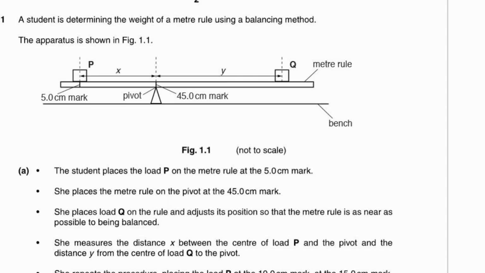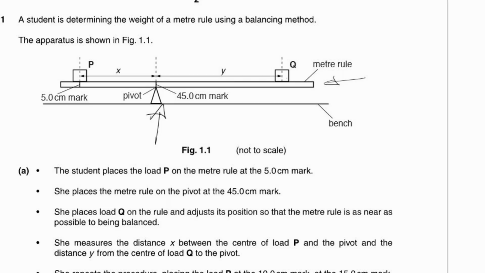Question number 1. A student is determining the weight of a meter rule using a balancing method. The apparatus is shown in figure 1.1. And here we go, let's run through what the student does. We can see it's an interesting little method there. They've got some kind of a meter rule and they're just balancing it with a couple of weights on either side and a pivot somewhere in the middle there.